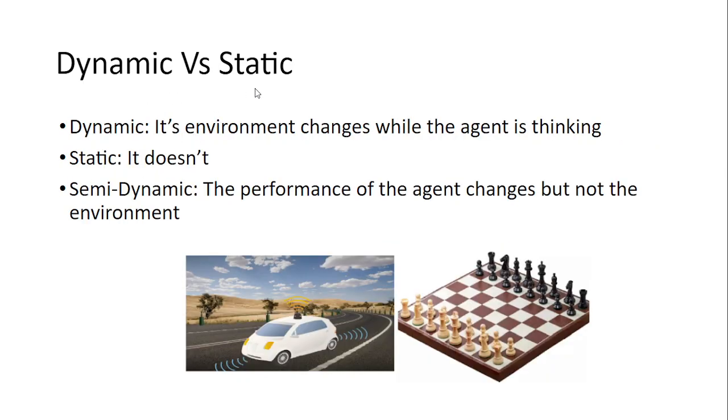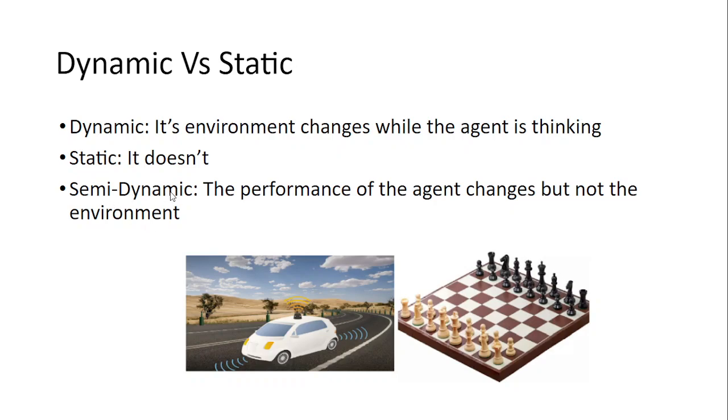Then we have dynamic versus static. Dynamic means its environment is changing while the agent is thinking. For example, in a car, the environment is constantly changing because you're moving, right? And static is where its environment isn't changing. So you can see there's just a chessboard and it's not being changed at all. So this is going to be static.